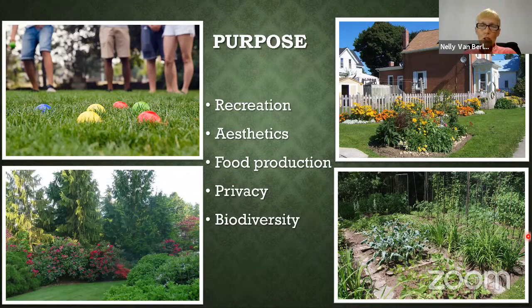And maybe your goal is to get some privacy on your property. And this one is a great example. They've got these big conifers plus a hedgerow of shrubs. So it's beautiful and it's obviously very private. And another goal could be biodiversity. If you want to do a pollinator garden or invite wildlife into your garden, then having a lot of different plants and probably native plants would be important to you.